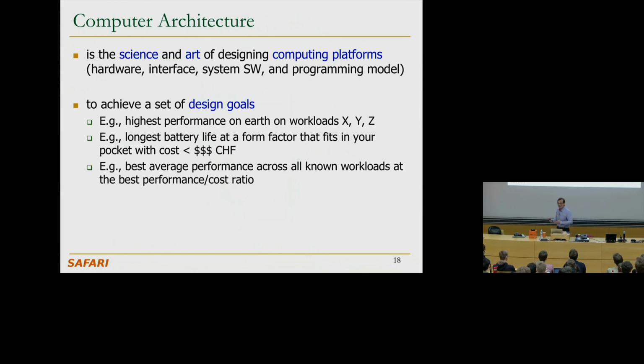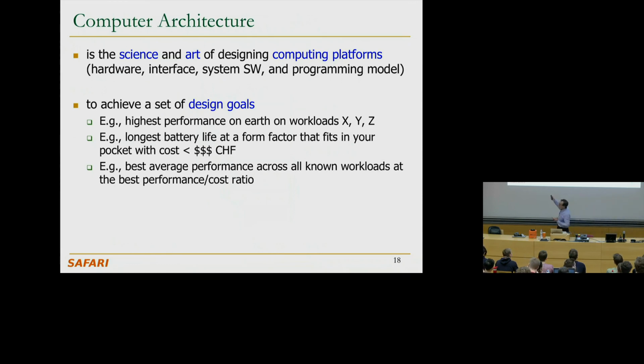Or you want to design a computing platform that gets the best average performance across all known workloads at that time, or all workloads that you really care about at that time, at the best performance/cost ratio. Now you can see that this is actually much more general purpose design, right? Here, maybe you're very special purpose, especially if you want to accelerate a single application. It's very special purpose. But this is now becoming more general purpose. You want to get the best average performance.